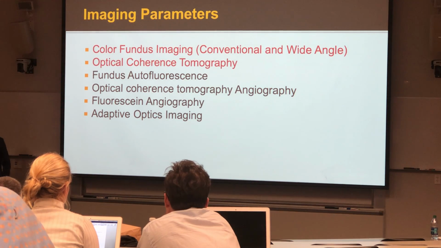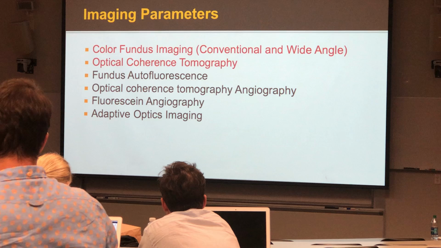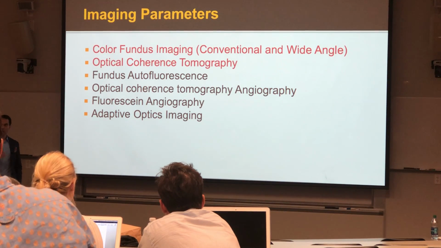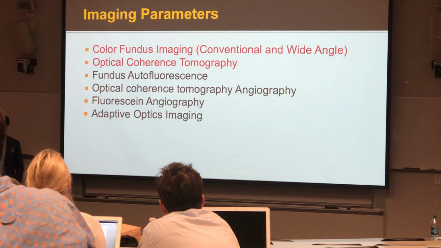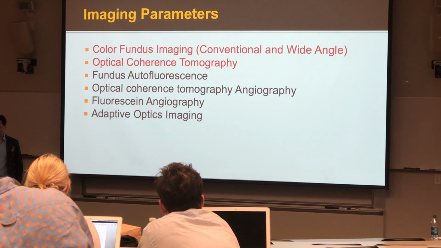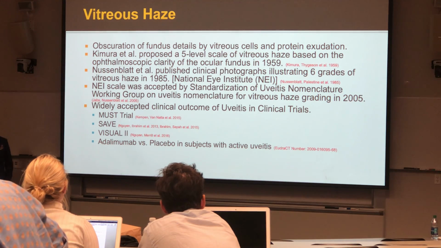There are some imaging modalities that are commonly used. The first one is color fundus photography, then OCT, and we're now talking mostly about posterior segment and pan-uveitis. Then fundus autofluorescence, OCTA, fluorescein angiography, and some adaptive optics imaging as well. However, we'll only focus on color fundus photos and OCT for today.